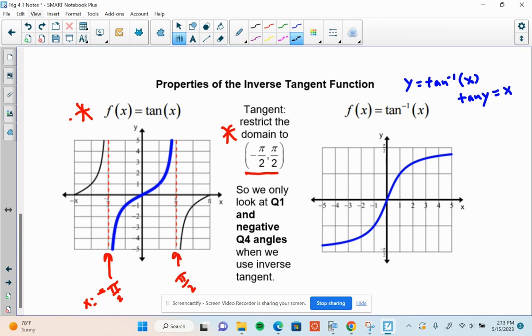Okay. And when we look at the inverse function, the graph of that is just reflected across the line y equals x. And we get this graph over here. So here's the graph of the inverse tangent function.